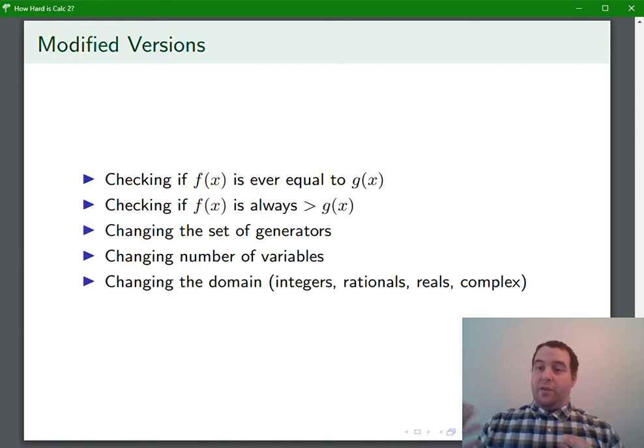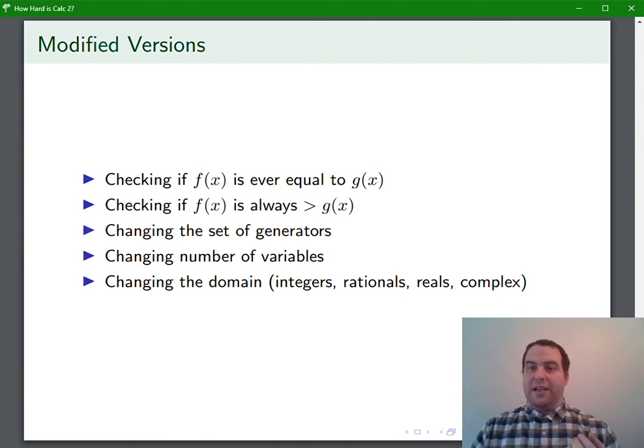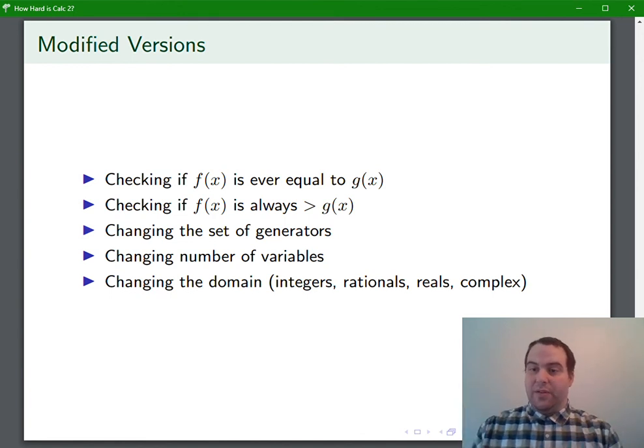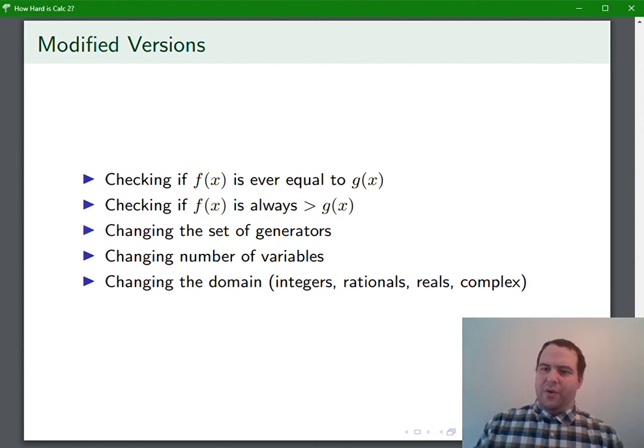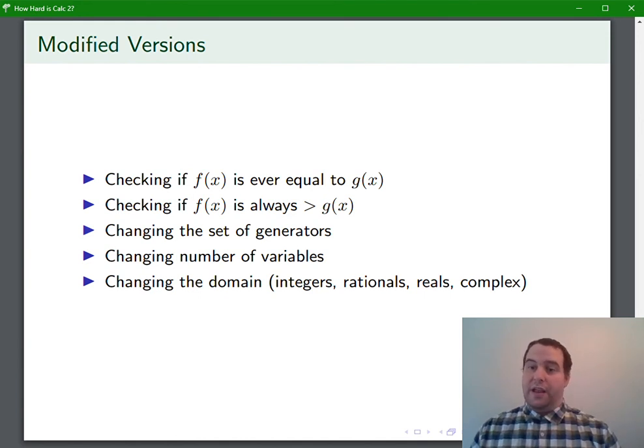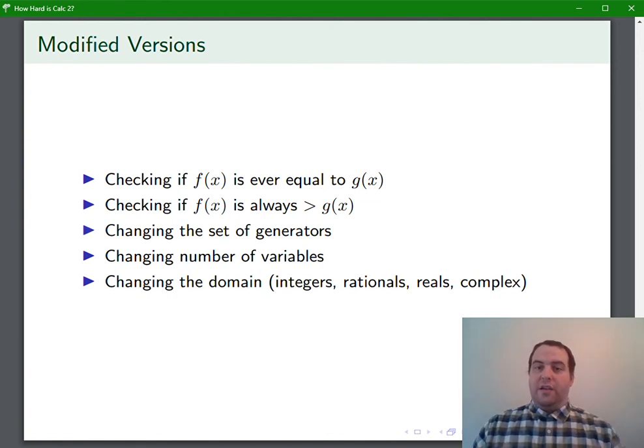You can also, when we're trying to check equivalence of formulas, check if some formula is ever equal to some other formula. The problem that we were interested in was, are these two formulas identically equal? That is, are they equal for all x? But you might want to check, are they equal for some x, or for almost every x? You could want to check, for instance, if one function is always larger than another function. Again, you could change up the set of generators for the functions. You can change up the number of variables. You can change the domain.